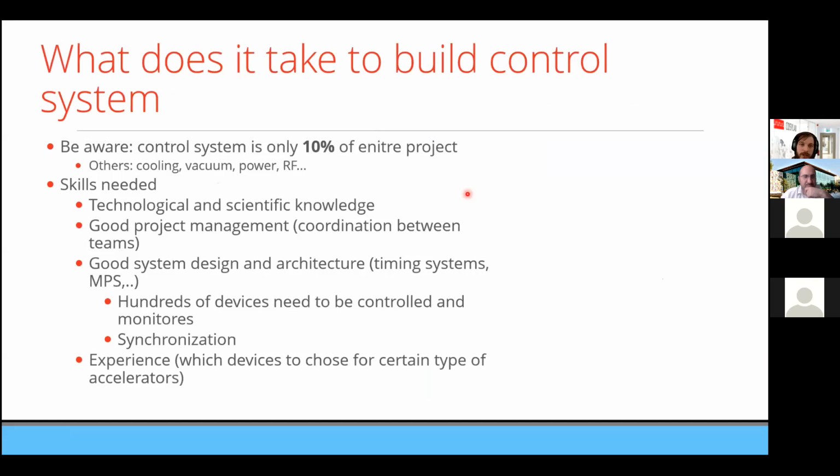And what does it take to build a control system? Yeah, first of all, this is only 10% of the entire project. Accelerators are huge and complicated, and there is other really important stuff, with teams that work on cooling, vacuum, power, radio frequency, and so on. But the control system is just one part of the entire project, but it's an essential and needed part.